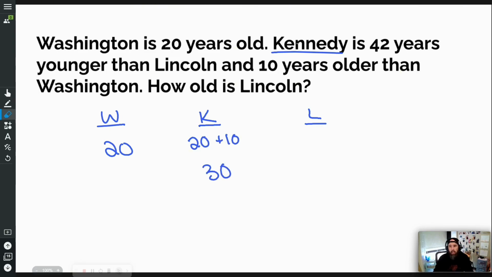Now, Kennedy is 42. Kennedy is, hold on, no. I need to go back to Lincoln. My fault. Kennedy is 42 years younger than Lincoln. So that makes Lincoln 42 years older than Kennedy. So 30 plus 42. That's 72. How old is Lincoln? Lincoln is 72 years old.